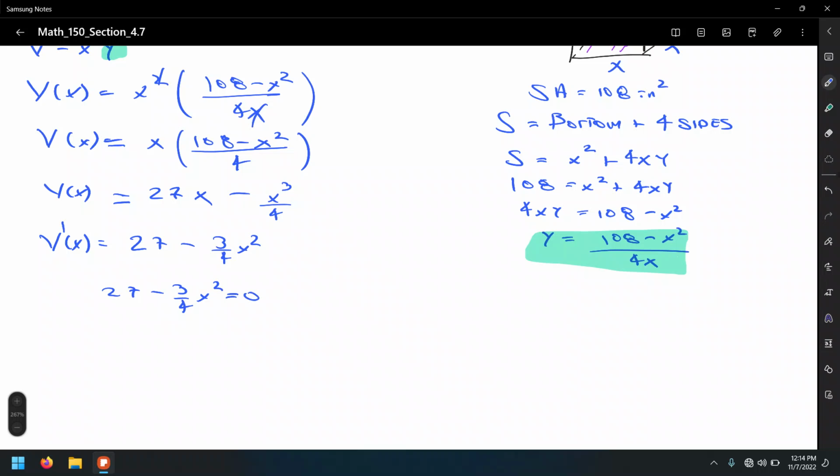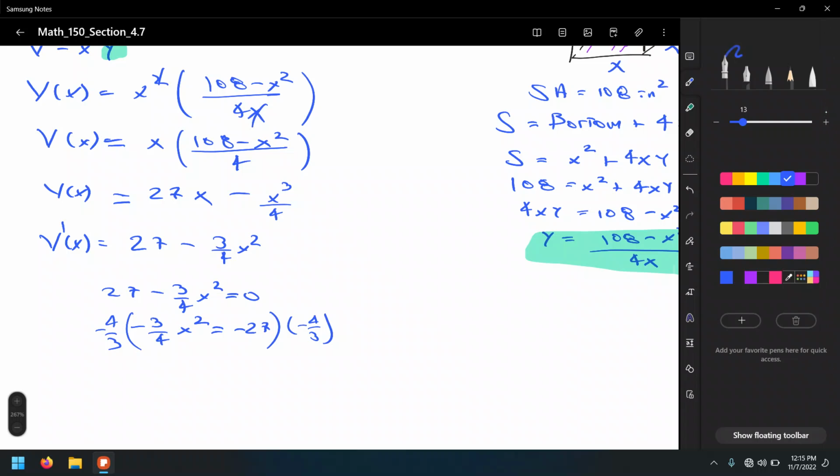Well, in this case, solving for x, that's going to be negative 3 over 4 x squared equals negative 27. We can turn this into positives actually, but let's multiply both sides by the reciprocal of the fraction on the left hand side, which is negative 4/3. That cancels the 3's with the 3's and the 4's with the 4's. So x squared equals 27 over 3, which is 9.